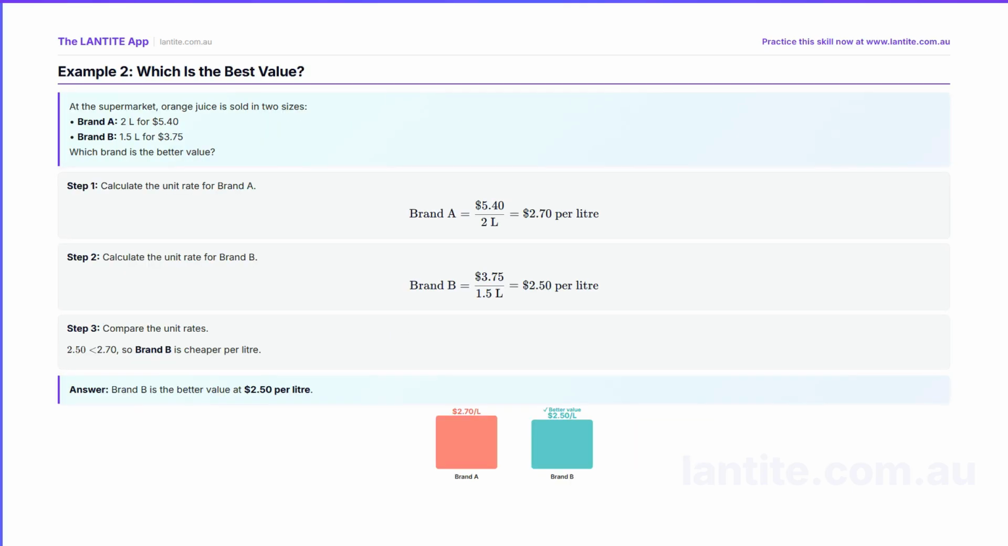This is a classic LANTITE question. You're given two different sizes of orange juice and asked which is the better buy. The method is simple. Find the unit rate for each. Then compare. Brand A costs $5.40 for 2 liters, which works out to $2.70 per liter. Brand B costs $3.75 for 1.5 liters. Dividing gives $2.50 per liter. Since $2.50 is less than $2.70, Brand B is the better value. Always make sure you compare using the same unit.